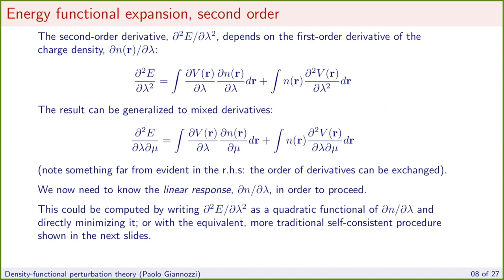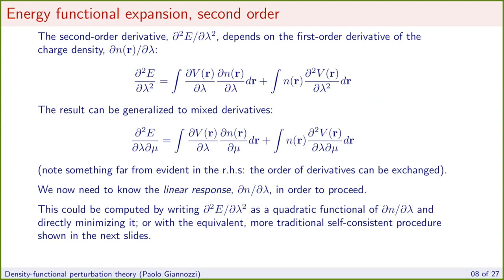can be written explicitly again, but you see that it contains, in addition to a relatively simple term, the expectation value of the second order derivative of the bare potential with respect to the parameter, the terms to the right in the first equation, representing the derivative of the charge density with respect to lambda, and this is what is called the linear response. And this is what we have to compute. So this derivative of the charge density with respect to lambda is something that we don't have from the ground state.